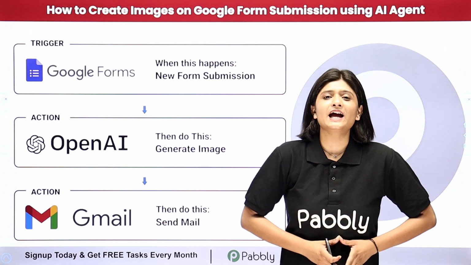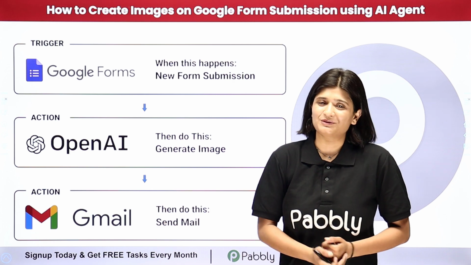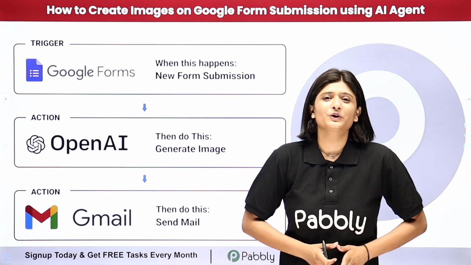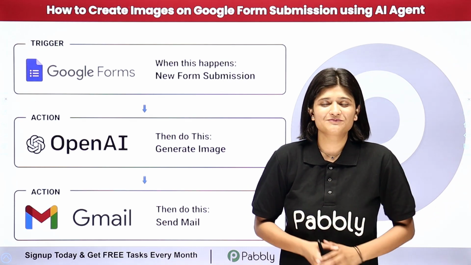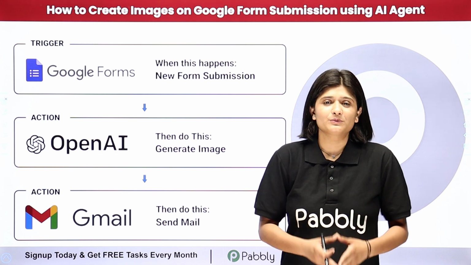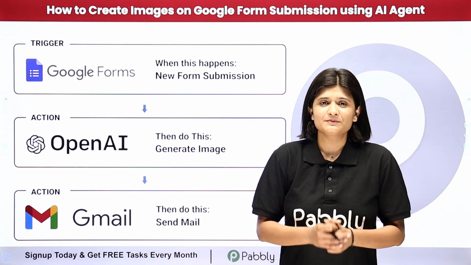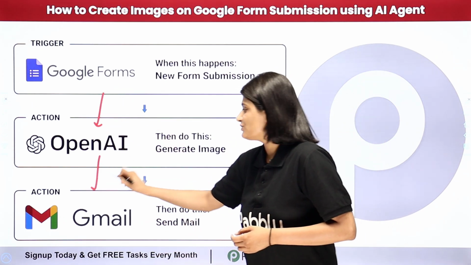Here I am going to use my AI agent as OpenAI, and then I am going to send them the mail with the help of Gmail. Doing this manually is a very time consuming task, so I am completely going to automate this process. And to do this automation, I am going to use Pabbly Connect. So Pabbly Connect is an amazing automation and integration software which requires no coding or programming skills. Here I just need to build connection between Google Forms, OpenAI and Gmail.